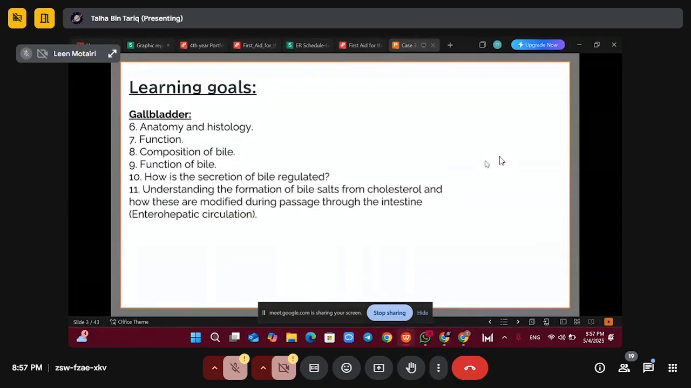that. Then we have the gallbladder, the anatomy, the histology, the function, the composition of bile, the function of bile, and how the secretion of bile is regulated, and understanding the formation of bile salts from cholesterol, and all of that. The enterohepatic circulation specifically.